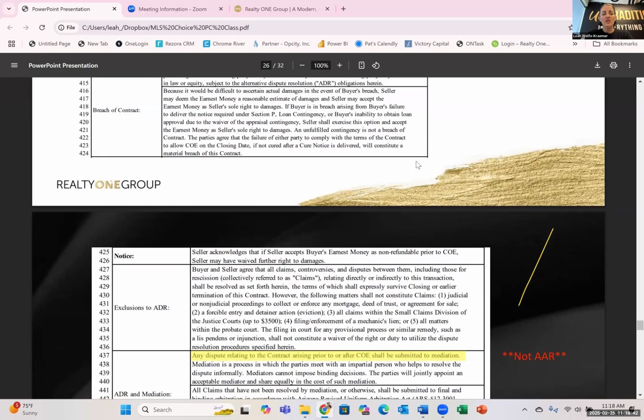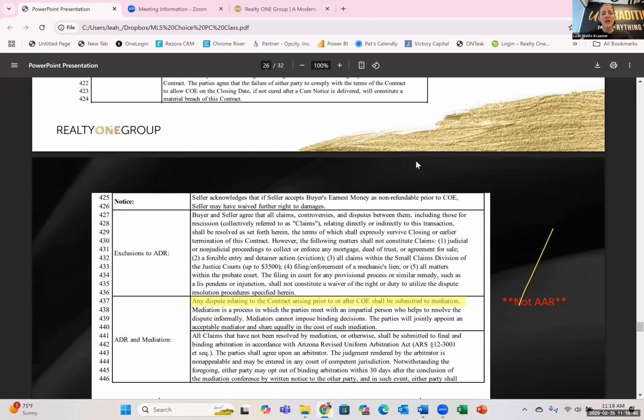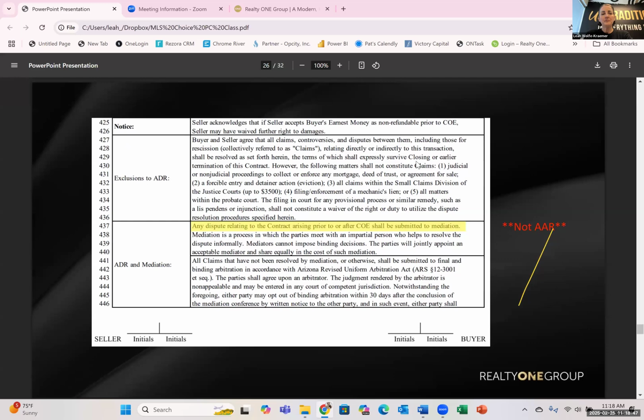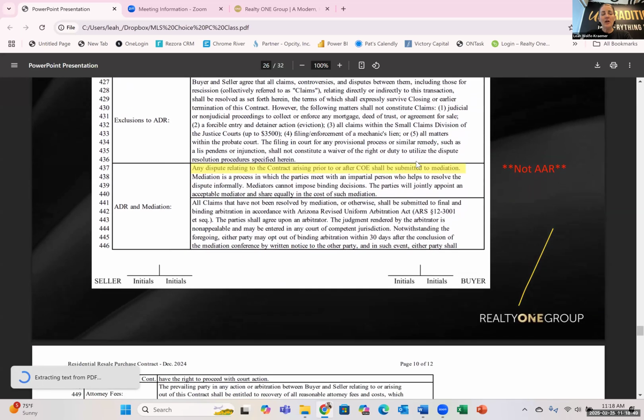Ultimately, the same general language. There's a couple of changes. If we go down here, specifically to ADR and mediation.